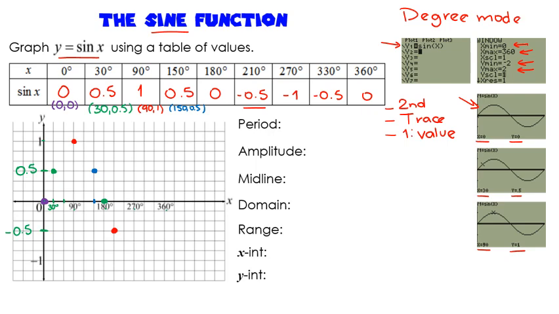And 270 and -1 is going to be down here. 330 and -0.5 will be here. And the last point, 360 and 0 is going to be right on top of our x-axis. Now, if I connect all those dots, I'm going to get the graph of sine of x.